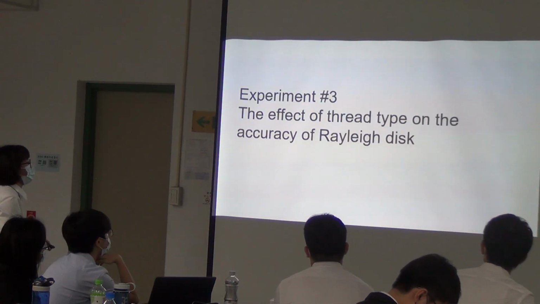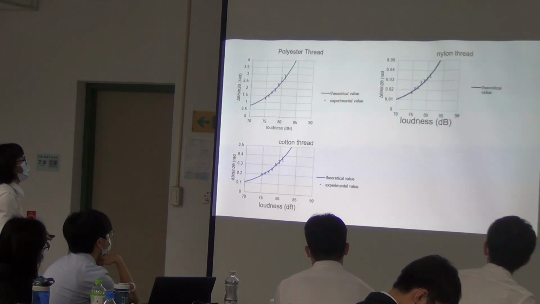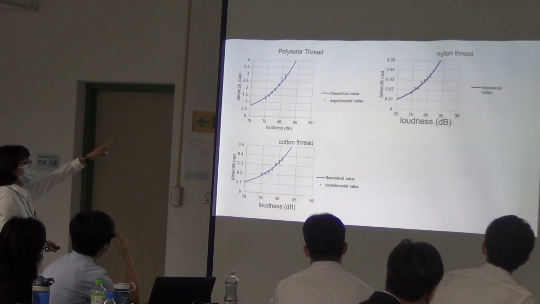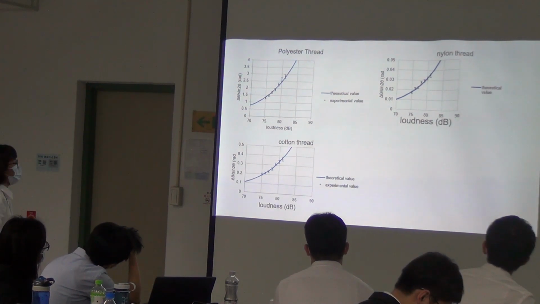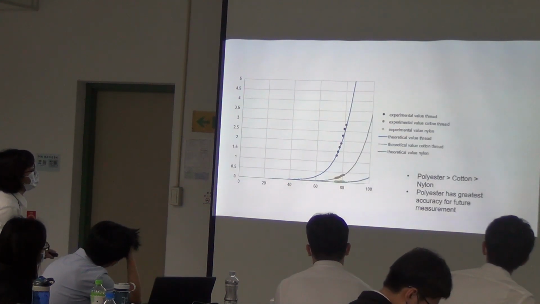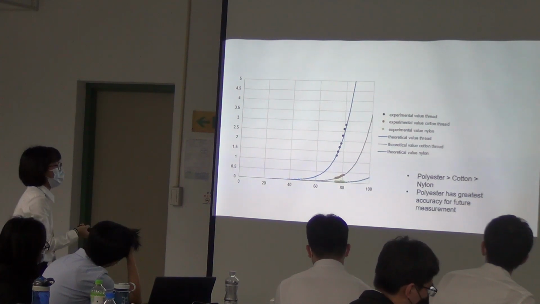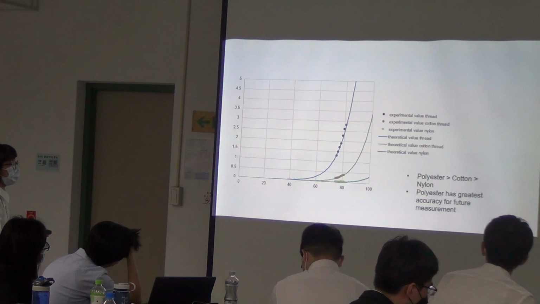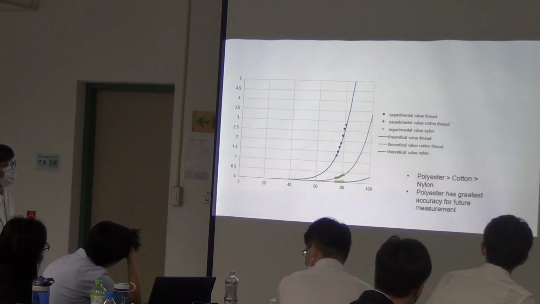Experiment 3 is the effect of thread type on the accuracy of the disc. This is the polyester thread. This thread is the one in the video you saw. And this is the cotton thread and the nylon thread. So with polyester thread the torque will be bigger than cotton and nylon. So polyester has greater accuracy for future measurements.